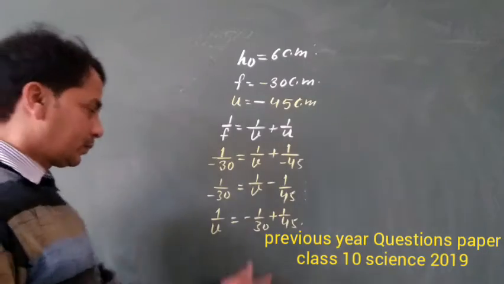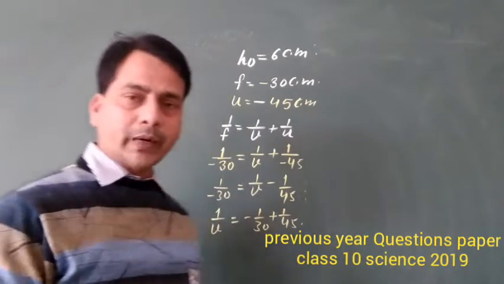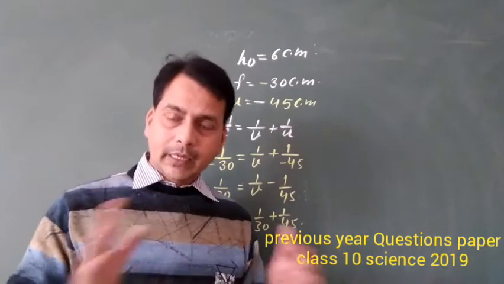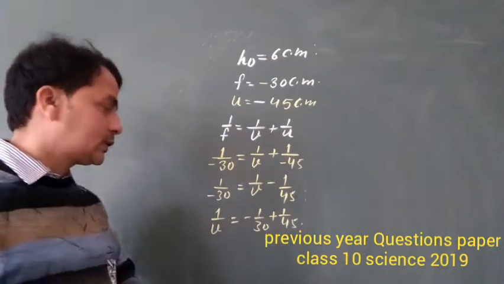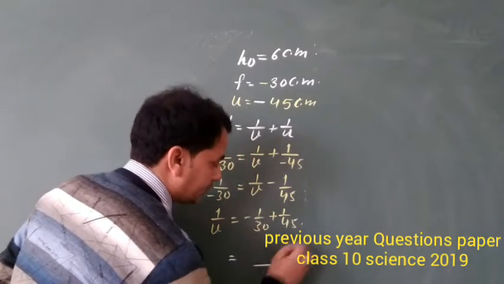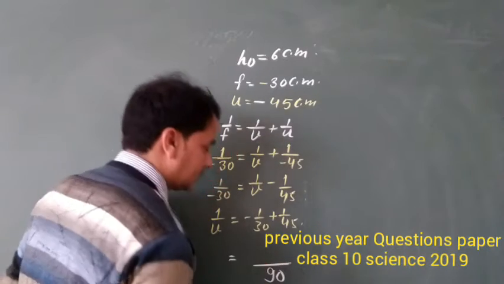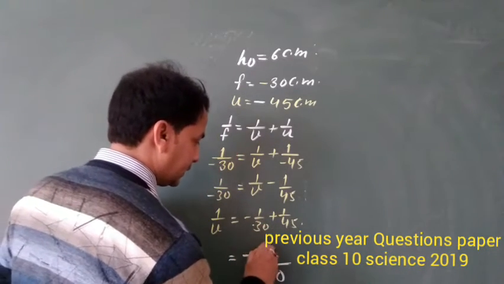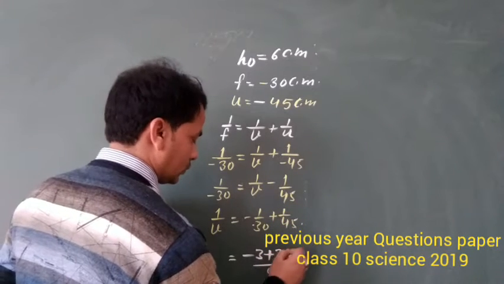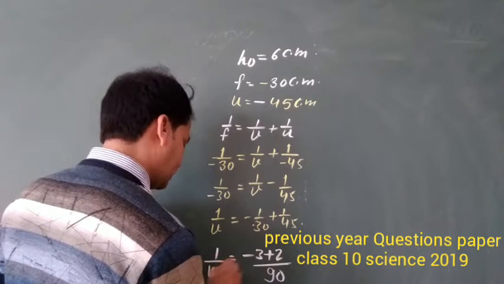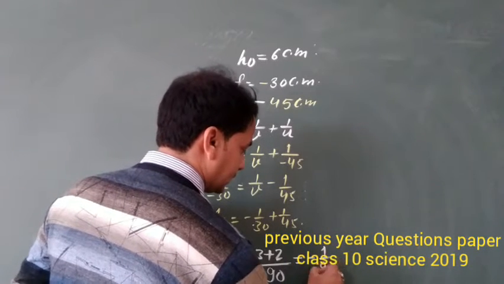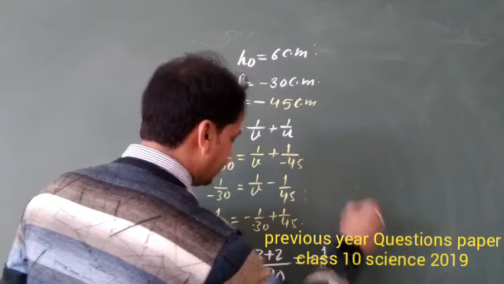So here is the LCM of 30 and 45. The LCM of 30 and 45 is 90. Then minus 3 plus 2, so 1 by v equal to minus 1 by 90 centimeter.